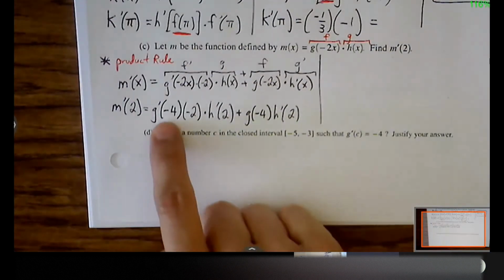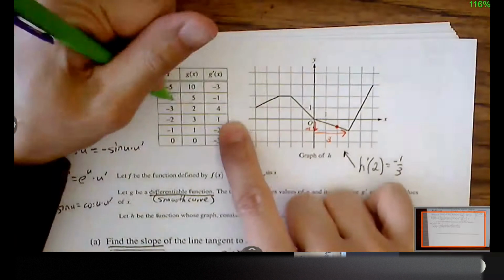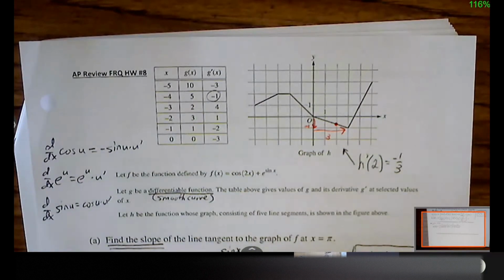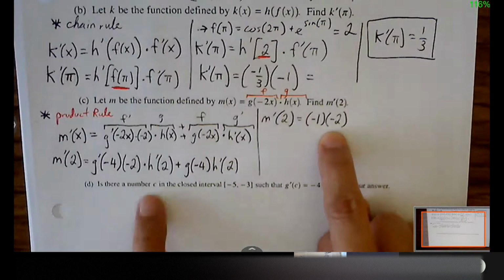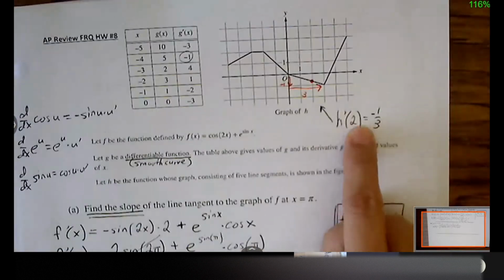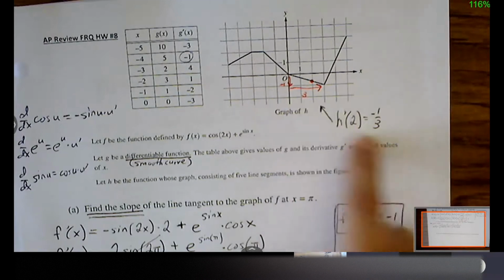All right, so we need to make some substitutions here, right? So g prime of negative 4, we go to our table here. Okay. G prime of negative 4 is just negative 1. Okay, so I have the first two pieces figured out, h prime of 2. So h prime of 2, I think we found that from a previous section, right? The slope of our h graph at 2 is negative 1/3.